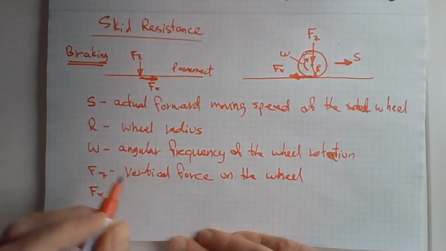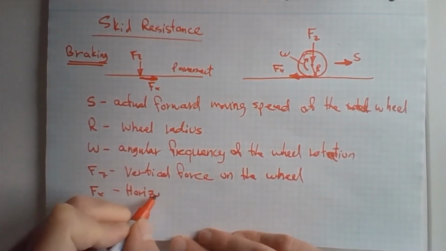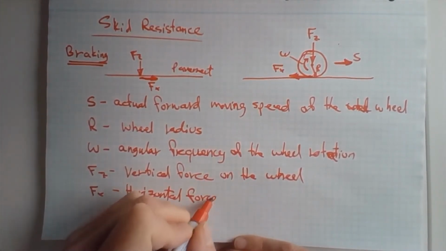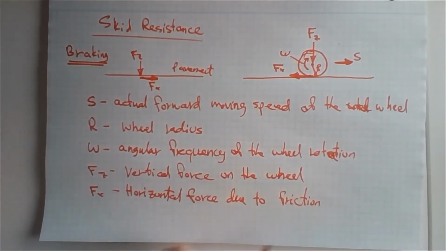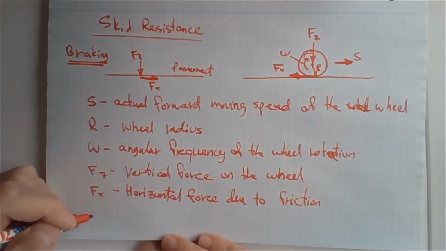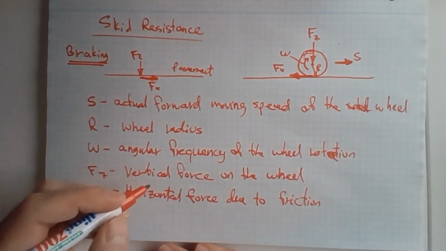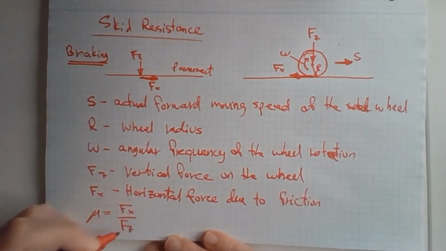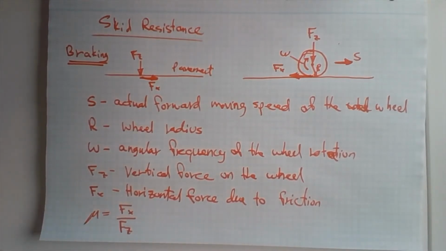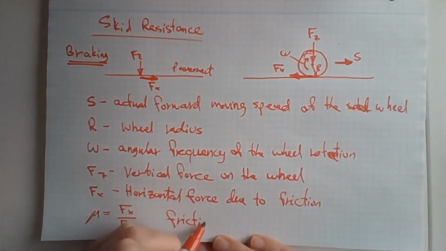And Fx is the horizontal force due to friction. And we can think of mu as the ratio between Fx and Fz. Mu is basically what you call the friction coefficient.